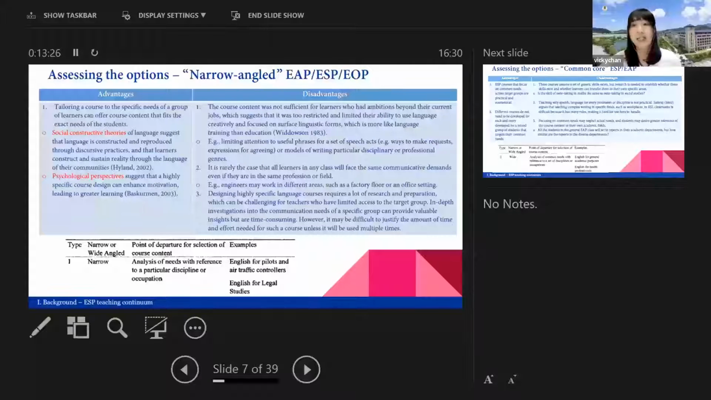And also, if we have to conduct a very in-depth investigation for a certain group of students' needs, as a teacher, we might also need to justify why we should spend the time and effort to do that. Is it that the course will be replicated, or would be running several times in the future? So basically, that would be some possible disadvantages for a very highly narrow ESP course.